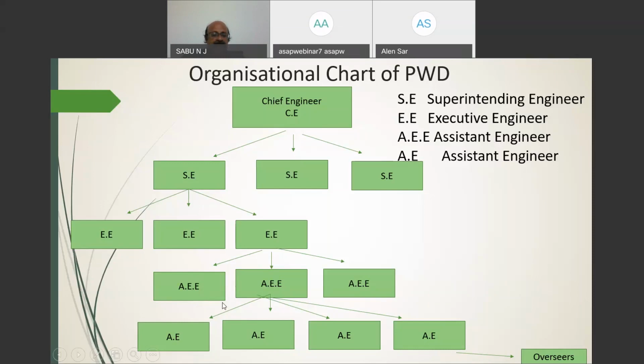Then again, for convenience, each subdivision is divided into a number of section offices. Each section office is headed by the assistant engineer. And here the overseers are appointed for assisting the assistant engineer, and also some other staff. First grade overseers and the technical and ministerial staff are provided for assisting the assistant executive engineer, and some other staff are also under this officer, the executive engineer's office, and for all officers, other supporting staff are attached.